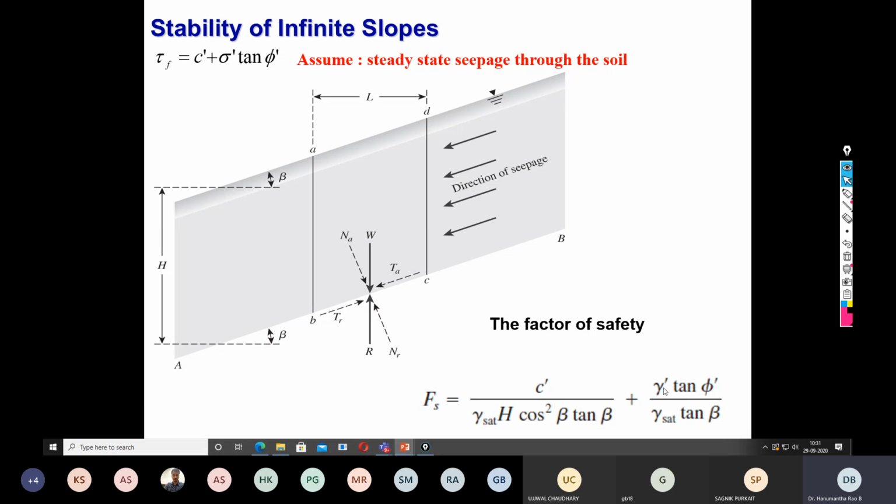Because submerged weight is always less than the saturated weight, gamma dash is always less than gamma sat. So there is a tremendous decrease in the frictional component, but that is not because of a decrease in phi dash, but because of the decrease in the density value.